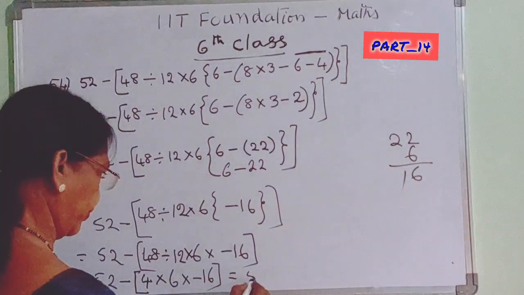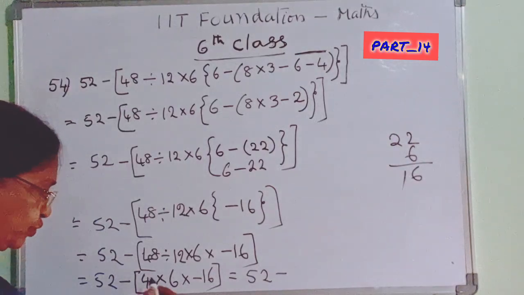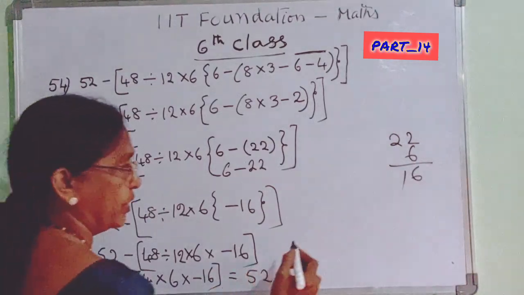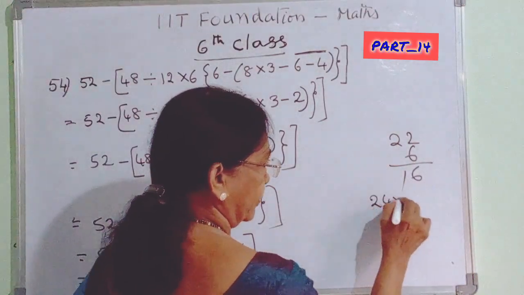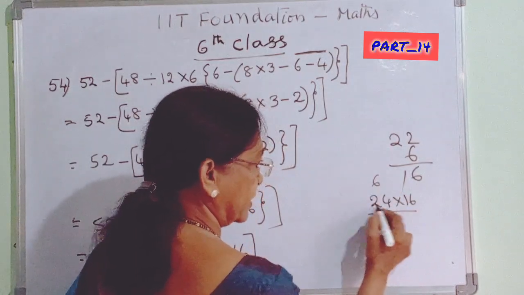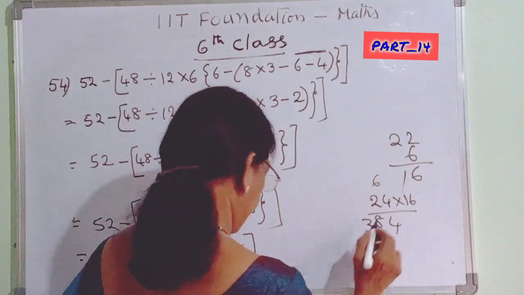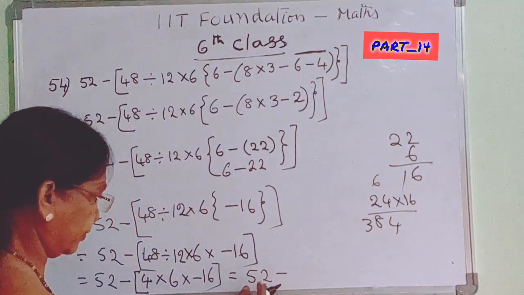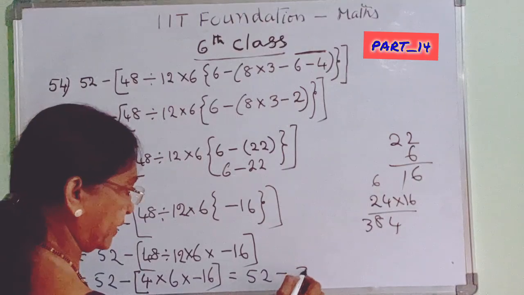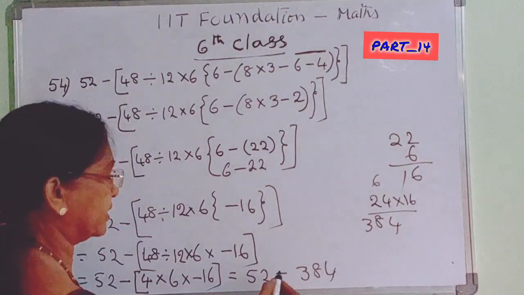That is equal to 52 minus 4 into 6, 24 into 16. 16 fours are 64, 16 twos are 32. 32 plus 6, 38. 384. So 52 minus 384.